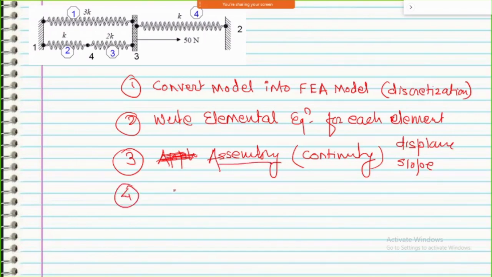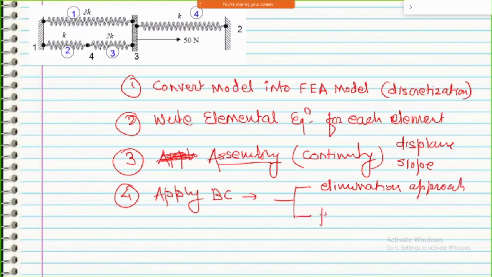And the fourth step is to apply boundary conditions. When you apply the boundary conditions, you may be led to two approaches. One is the elimination approach, where we are going to eliminate the equation wherever you are going to fix the node. And another one is the penalty approach. That is what we are going to do. And once one of these is done, we get a fifth step, global solution equations.